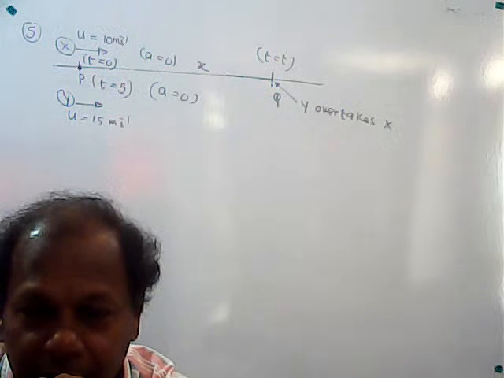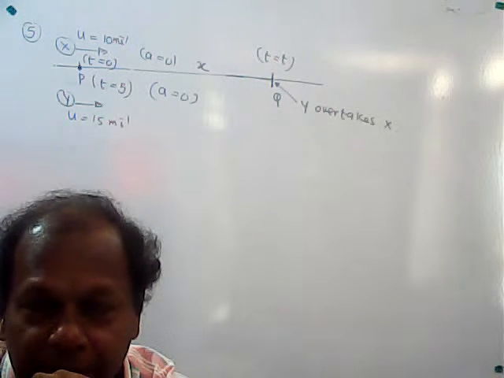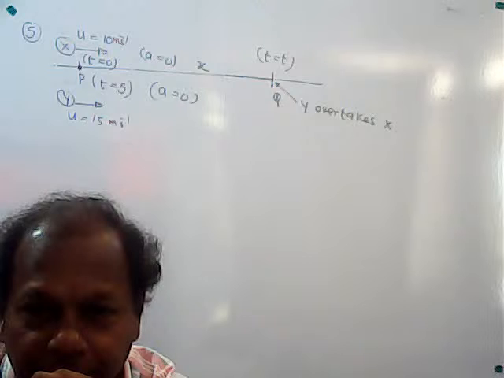T minus 5, Vimutu. What about the others?